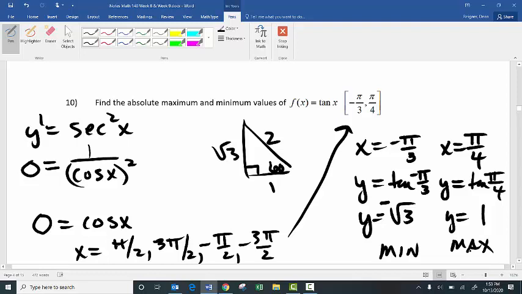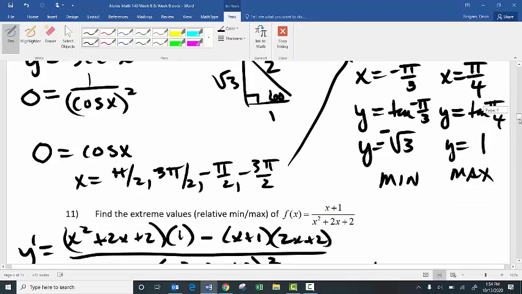So that's how you do min and max, whether it's an absolute min and max or a relative one. For absolute, you check the endpoints and any critical numbers. For relative, you only check the critical numbers. There are no endpoints. So that's kind of an application of derivatives.